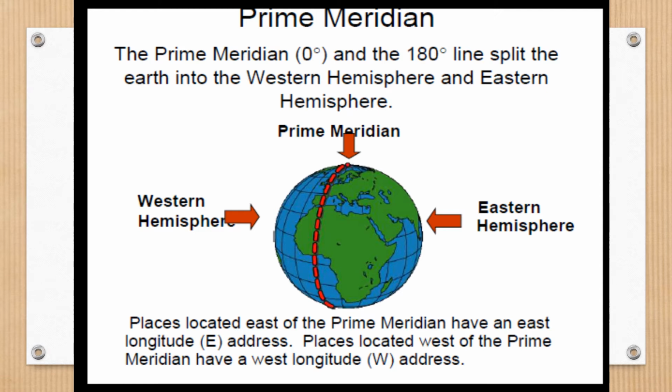And you can see the prime meridian there, where it is dividing the earth into the west and the east. So if you were living in Saudi Arabia, you would be in the eastern hemisphere. But had you been living in the US, you would be living in the western hemisphere.